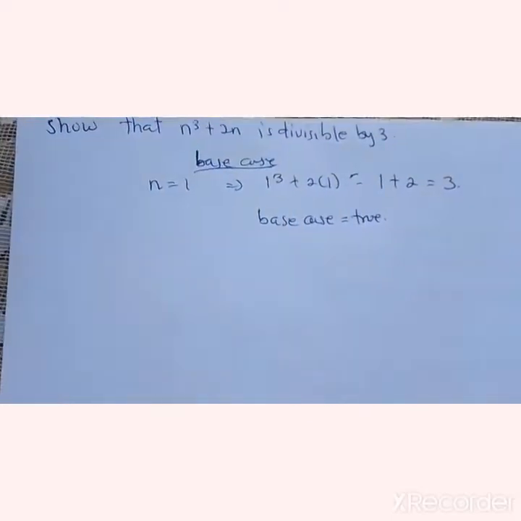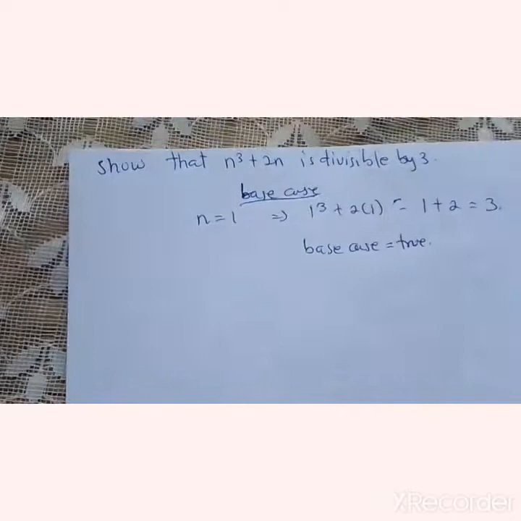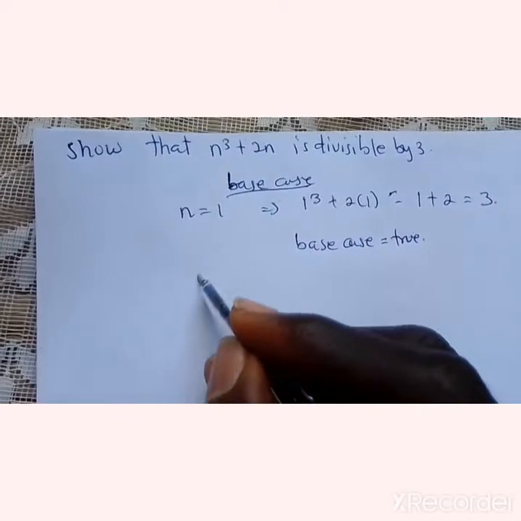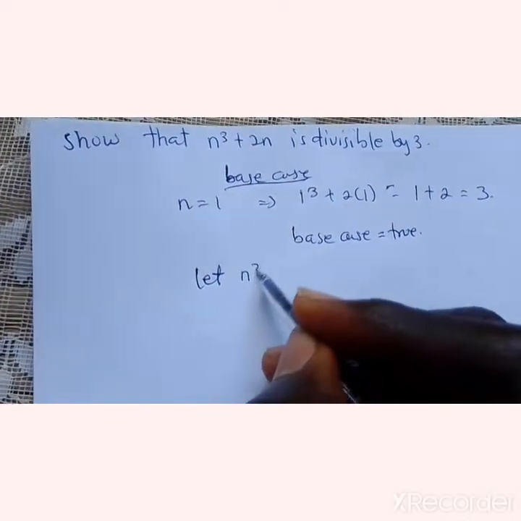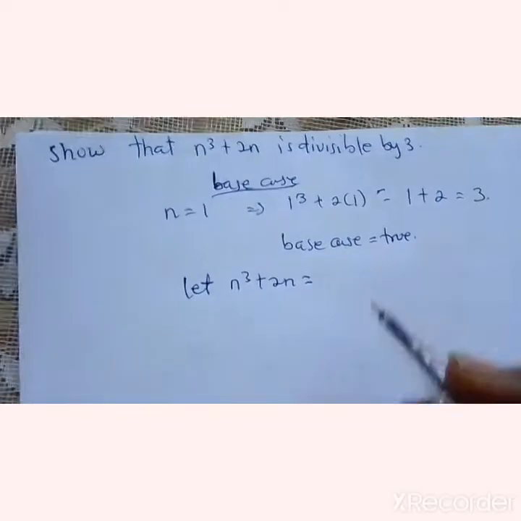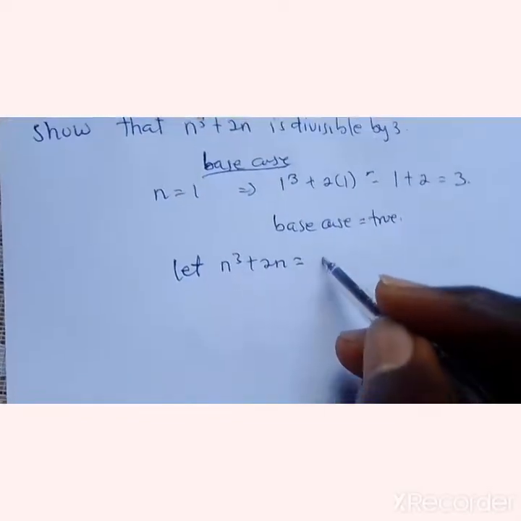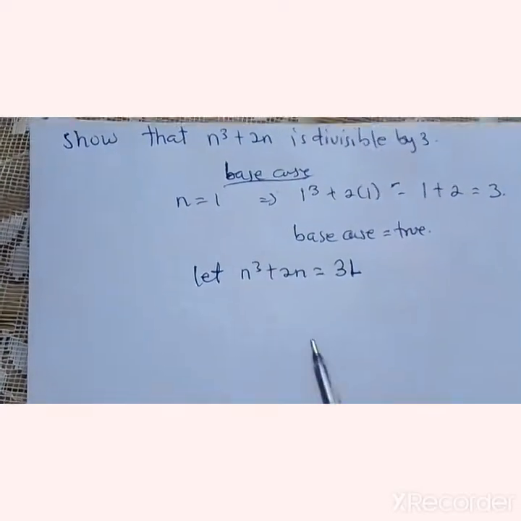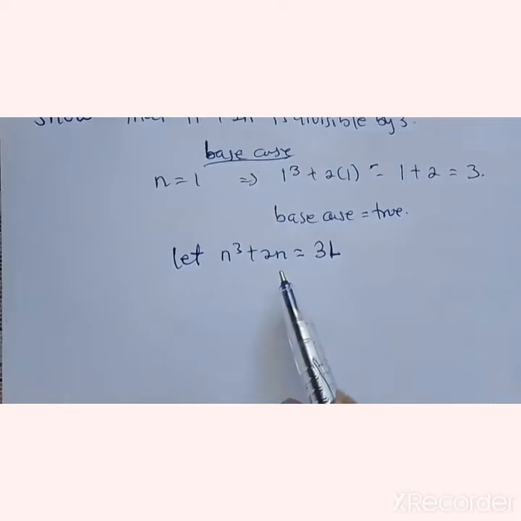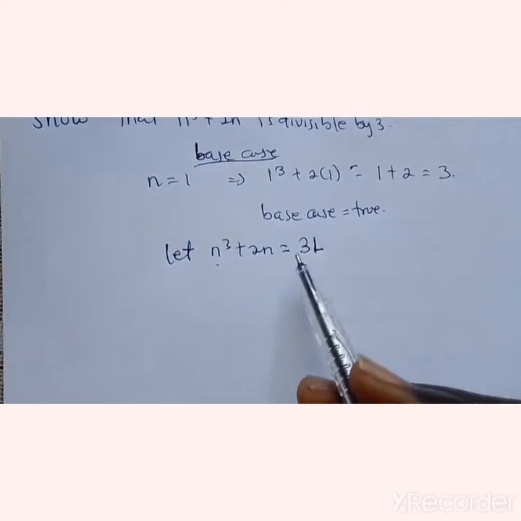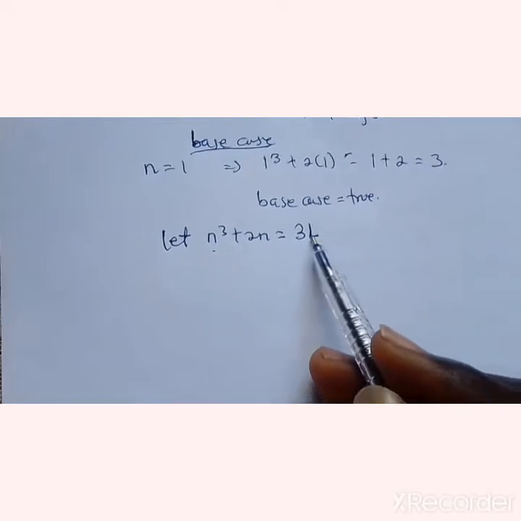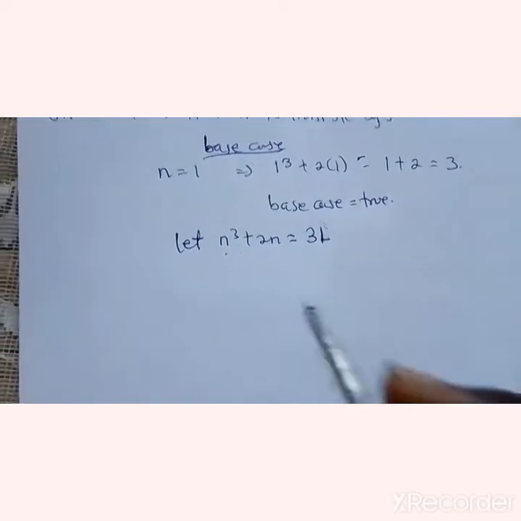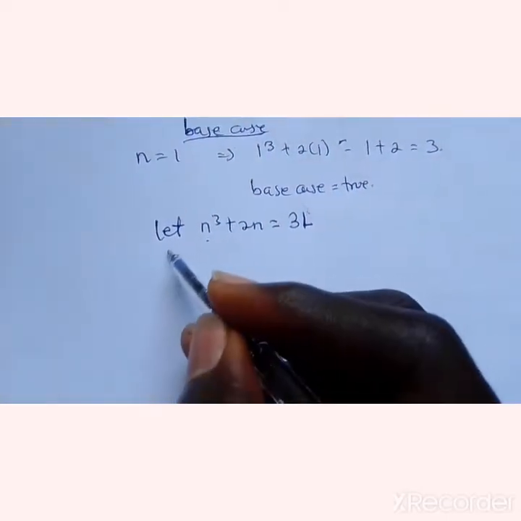Once we have our base case to be true, we quickly move to the hypothesis. Before we do the hypothesis, we will let n cubed plus 2n be equal to 3 multiplied by, let's say, L. We are making this because we are saying that this one is divisible by 3. So to prove that this is divisible by 3, we have to equate it to a multiple of 3 by a variable. So having 3L means 3L is divisible by 3 since it's a multiple of 3.